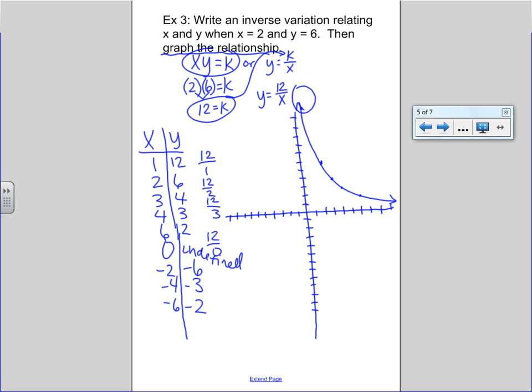The other side, we have -2, -6, so I'm going to go left 2, down 6, 2, 4, 6. The next one is -4, -3. And finally, we have -6, -2. So this side of the graph goes like this. This is our graph whenever we're talking about inverse variation.